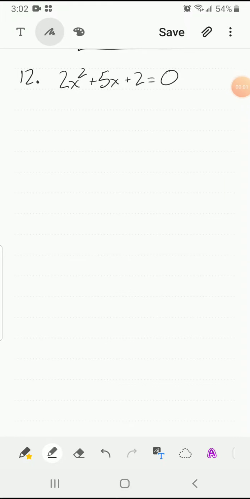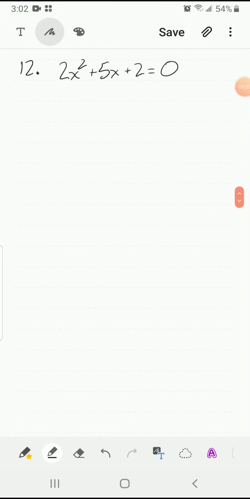We do a question like this, like question 12 on our assignment. This one was more difficult because you have a 2 in front of your x squared instead of just nothing. Well, typically it's a 1 there, but we don't write the 1. So in this case, there's a 2 there. So how do we do this?